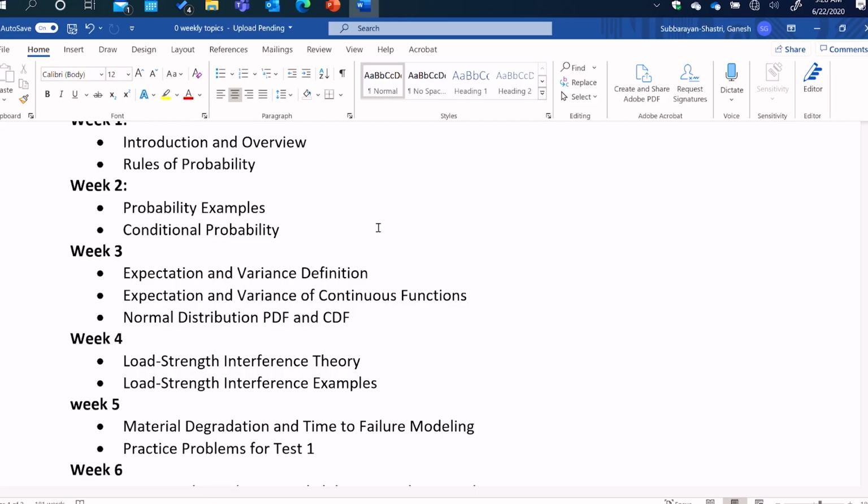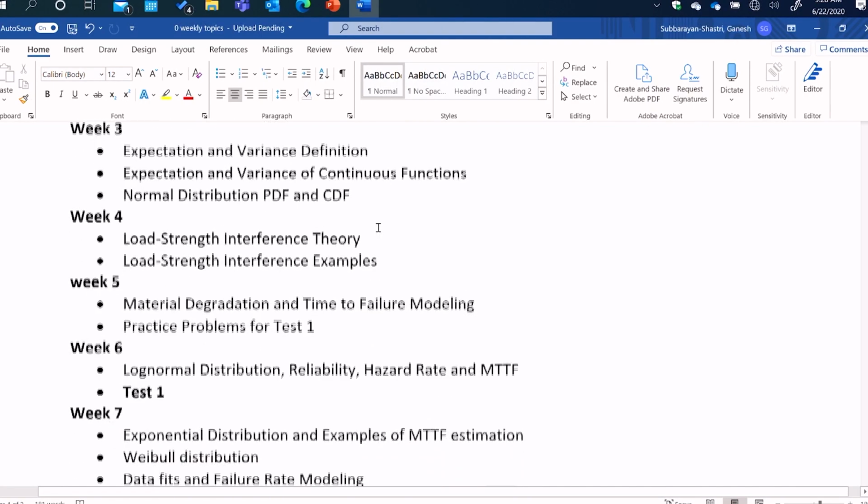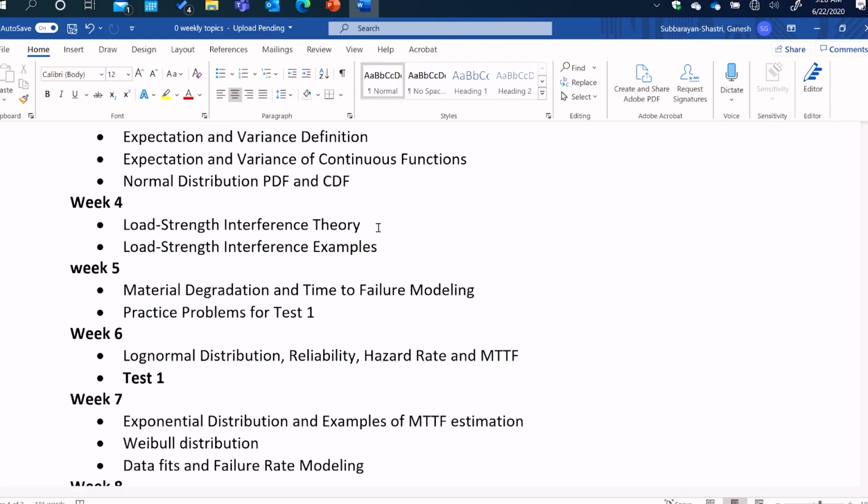Then we will go on to discuss various common probability distributions such as normal distribution. We'll start with normal distribution. We will introduce the notion of probability density function and cumulative distribution function. And then in week 4, we will do the first engineering application, first introduction to probabilistic design through something called load strength interference theory.